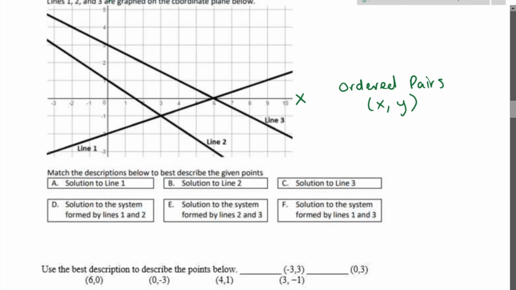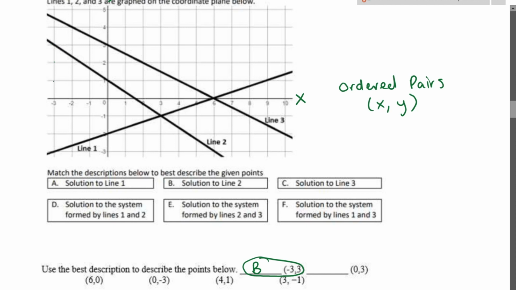So x is -3. So where is -3? It's 1, 2, 3 right here. And go all the way up to 3. 1, 2, and 3. That's this point right here. So what line is that? That is line 2. So let's see. Solution to line 1? No. Solution to line 2? Yes. So this is B.